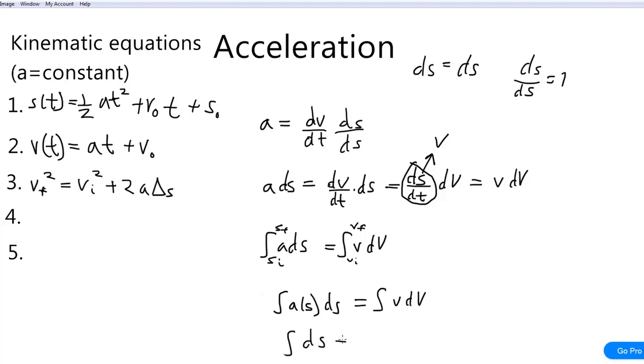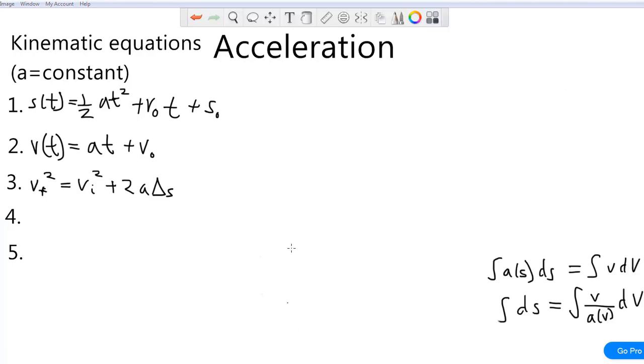If a is a function of velocity, then you can just do v over a of v, then dv. Of course, a of v being in the denominator makes it not pretty at all, but it's an integral still, and you can still do it. So you can do this if it's non-constant acceleration, but your acceleration has to be a function of position, or a function of velocity.